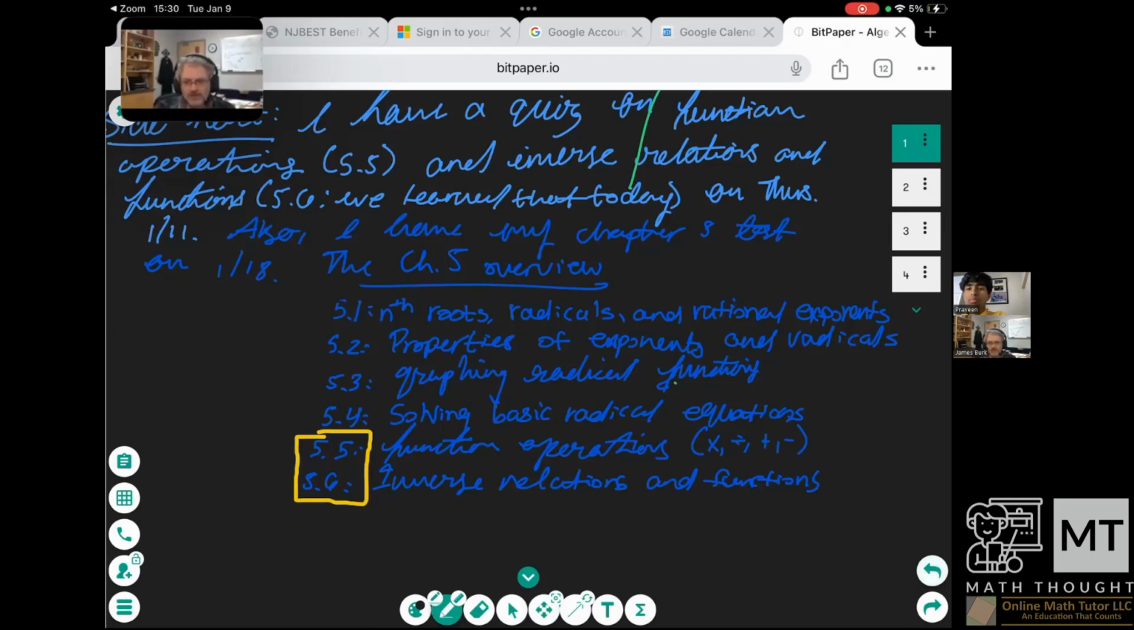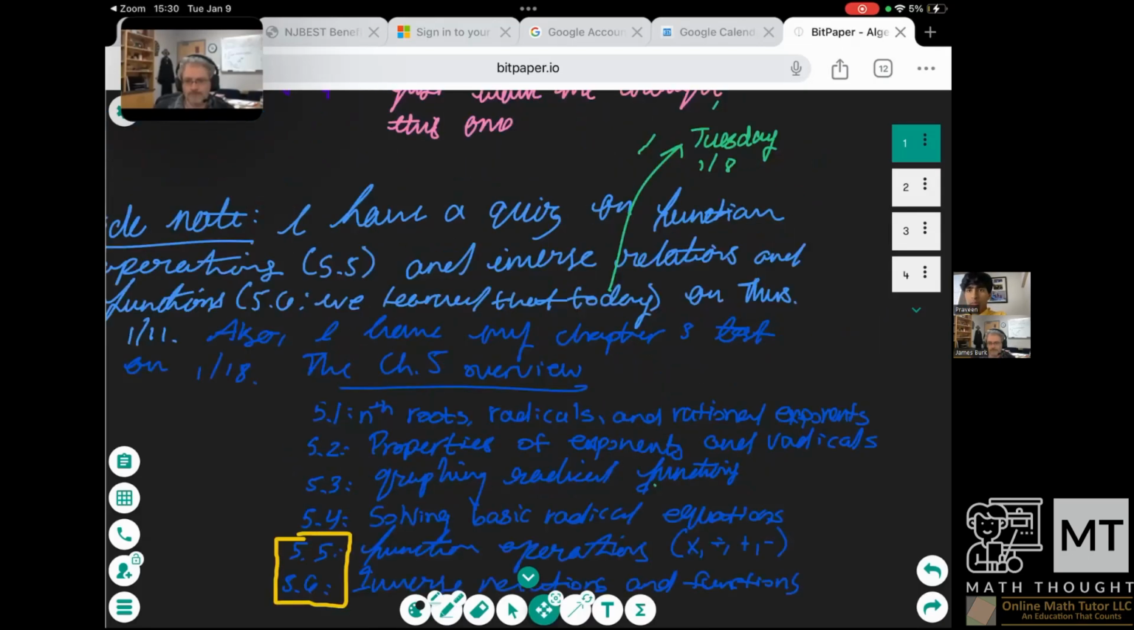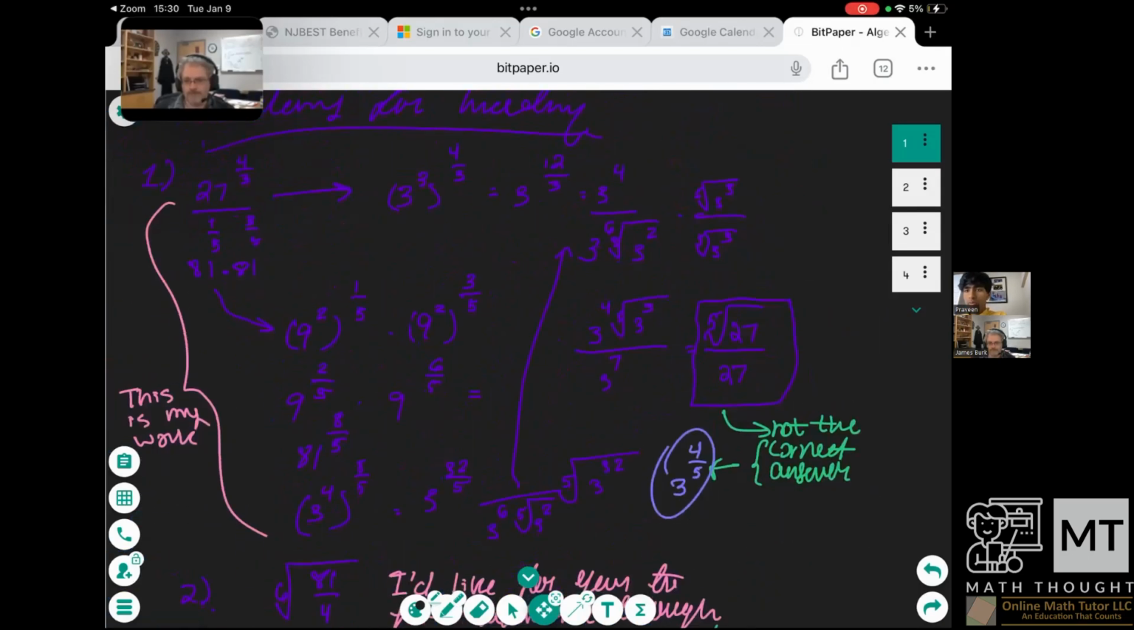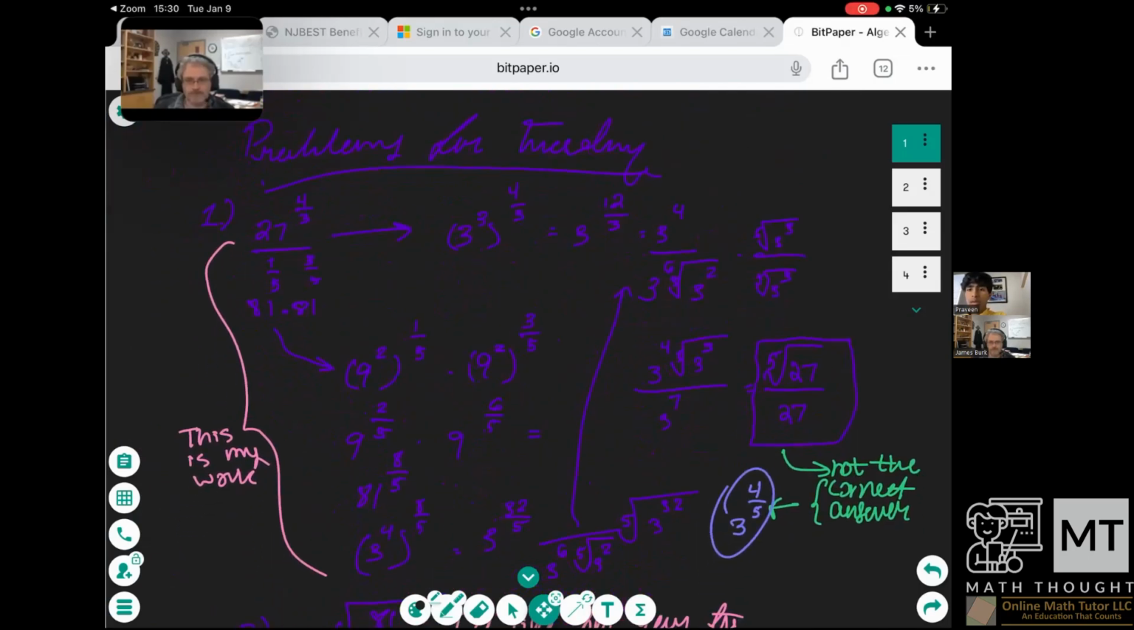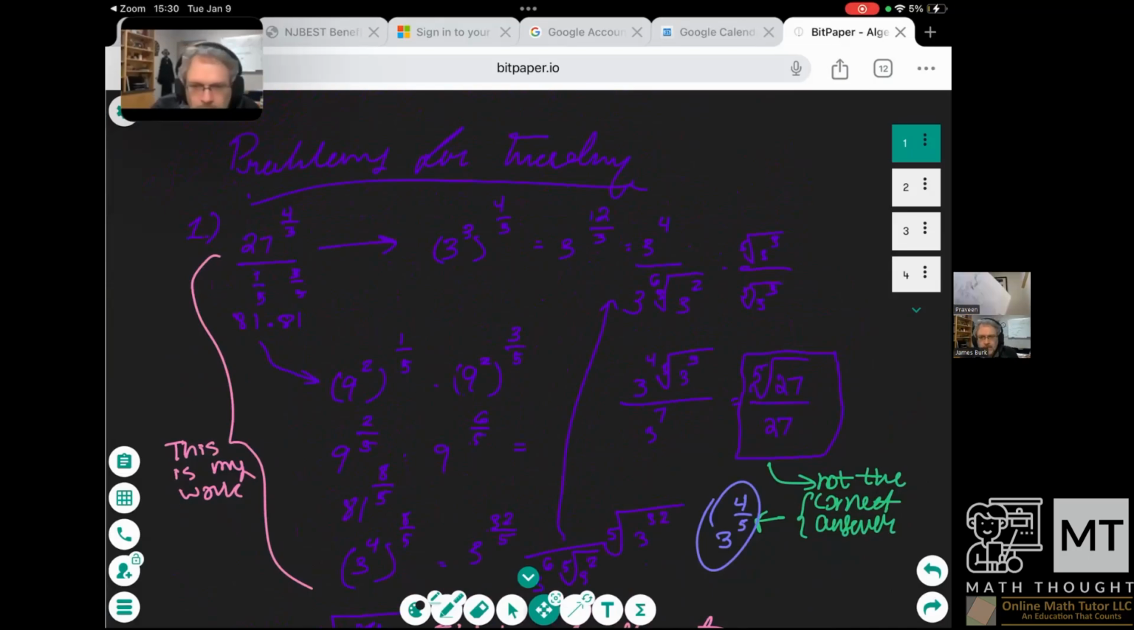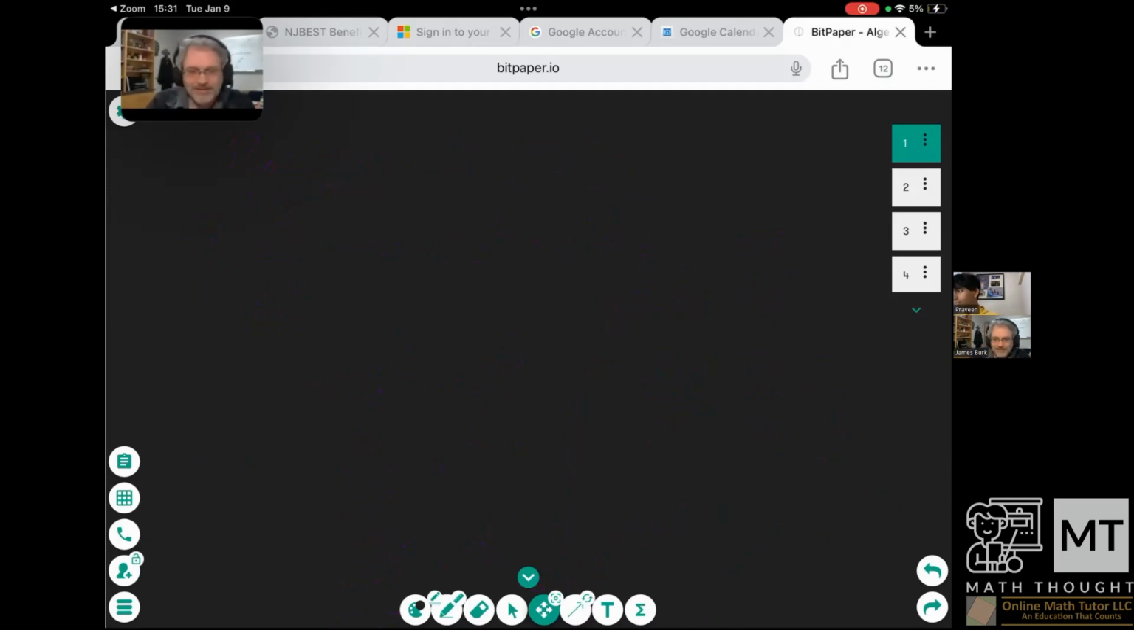All right. Well, what is it about function notation that you're uncertain about? Oh, you mean function operations? I need help with this one problem that I can't figure out how to do. It's number one on the first page of the bit paper. Can you walk me through that? It's really confusing, so if you want to ignore the work, that's also okay. Sure, let's take a look.